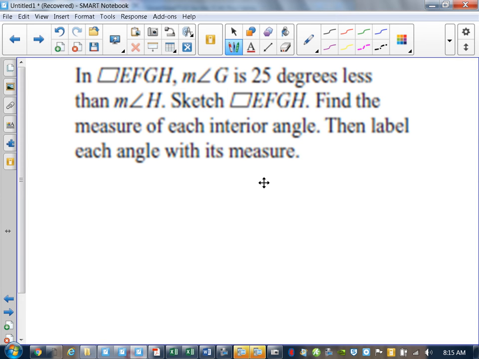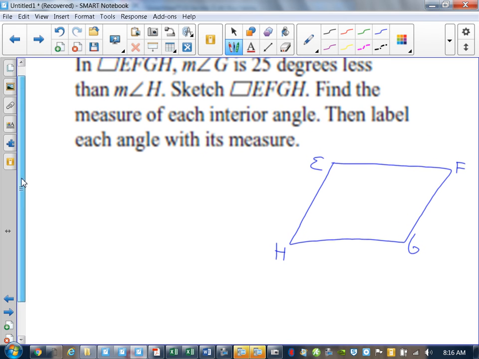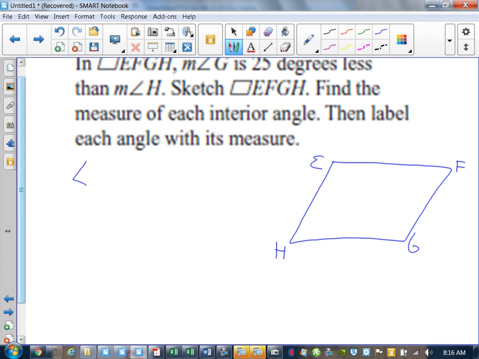So what I want you to think about, and you'll see this style pretty regularly. E, F, G, H. And it said angle G is 25 degrees less than angle H. So do you put 25 minus H or is it H minus 25?